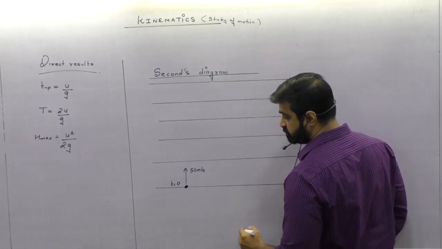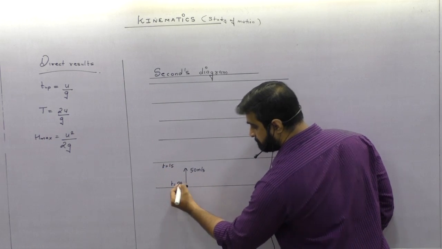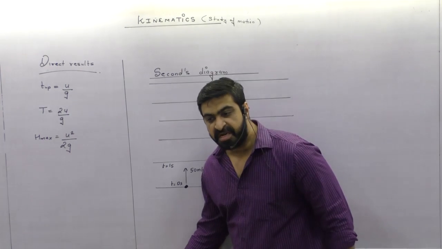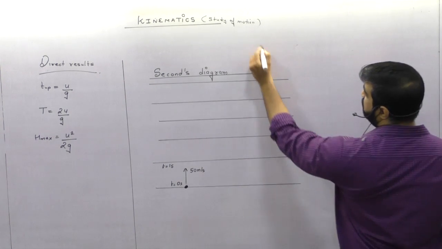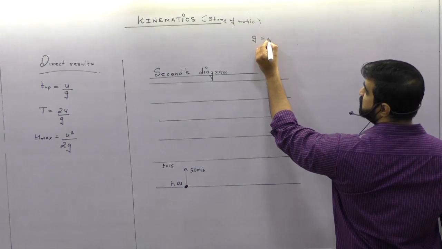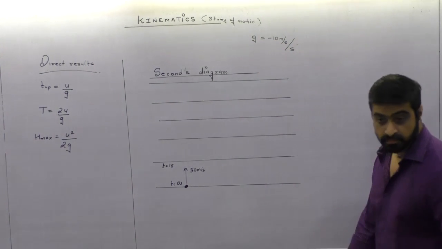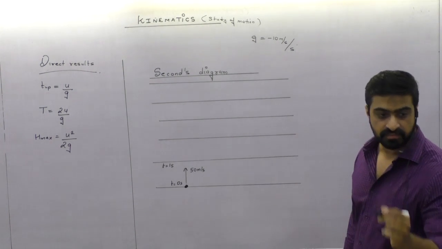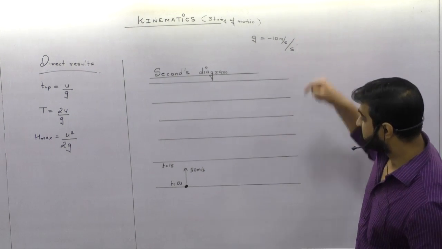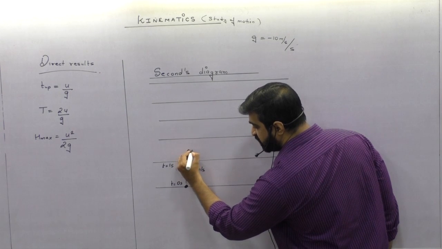Look at this, please. At time t equal to 1 second, you know, speed is going against gravity. Gravity's value is minus 10 meter per second. Per second means every second the speed is decreasing by 10, meter per second square, no? So in the first second, it will become 40.